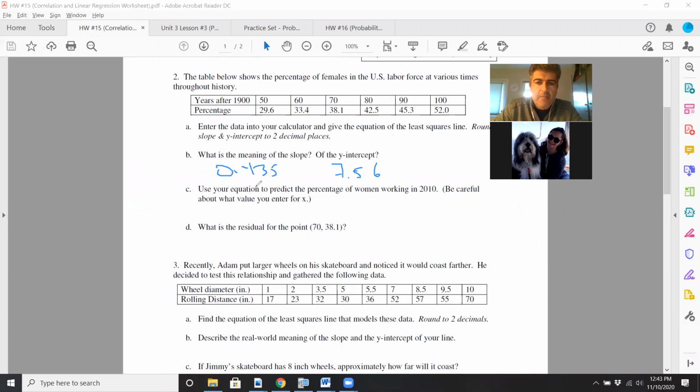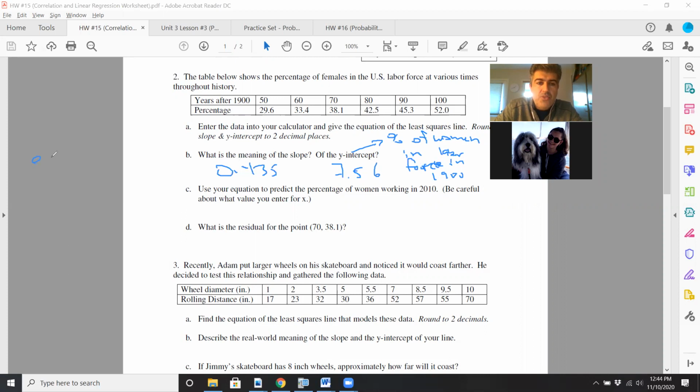So anyway, the y-intercept would represent the percentage of women in the labor force in the year 1900. So that's something I could ask on our test on Thursday of next week. Not this Thursday, the following Thursday.